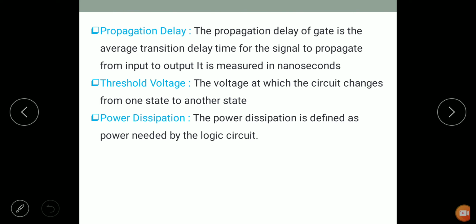Then threshold voltage. What is meant by threshold voltage? The voltage at which the circuit changes from one state to another is called the threshold voltage. It is the limit value.